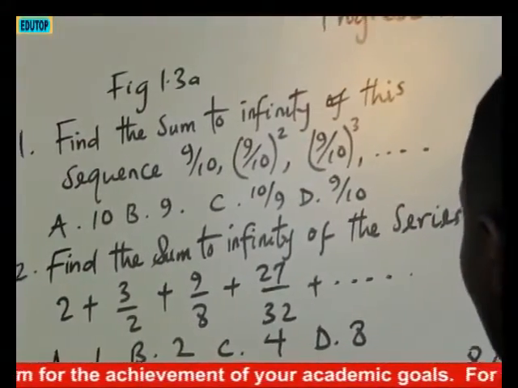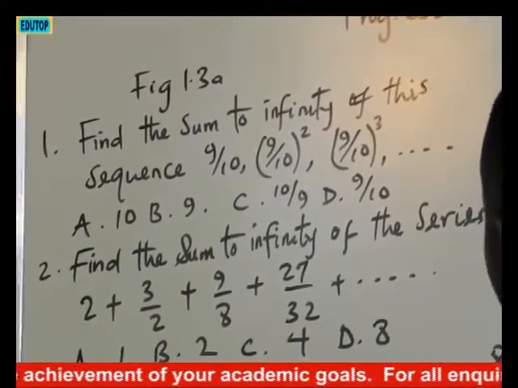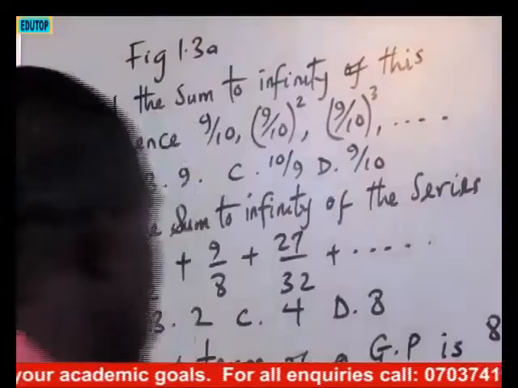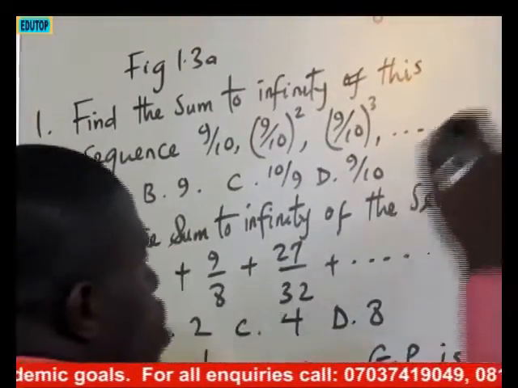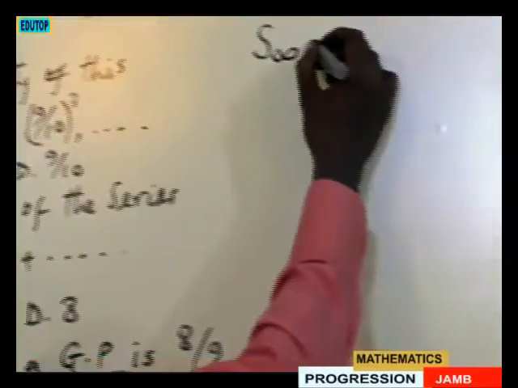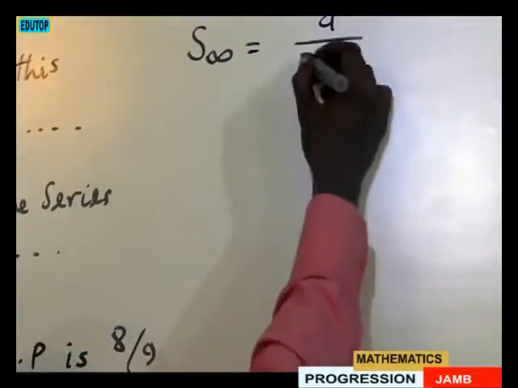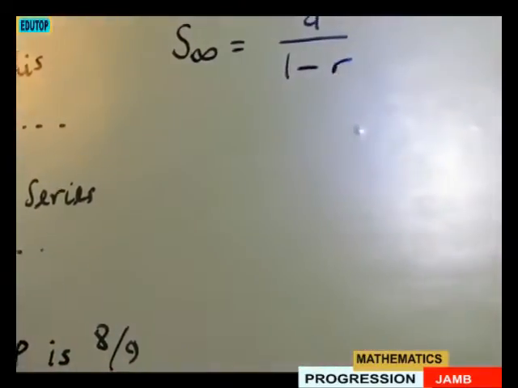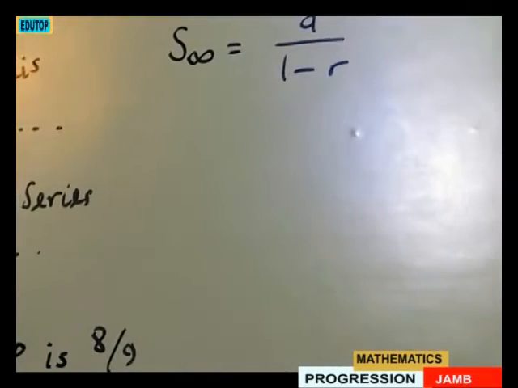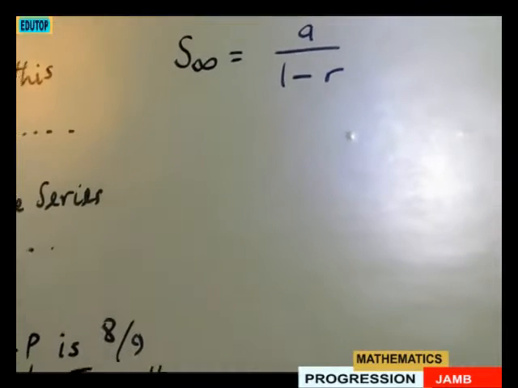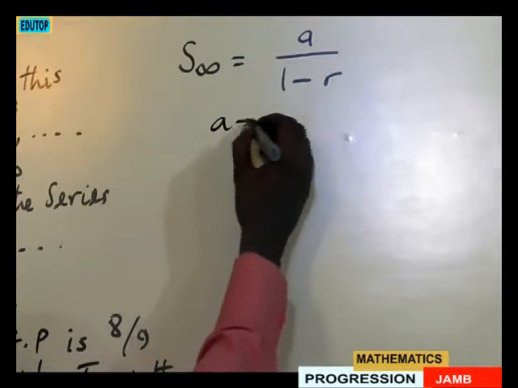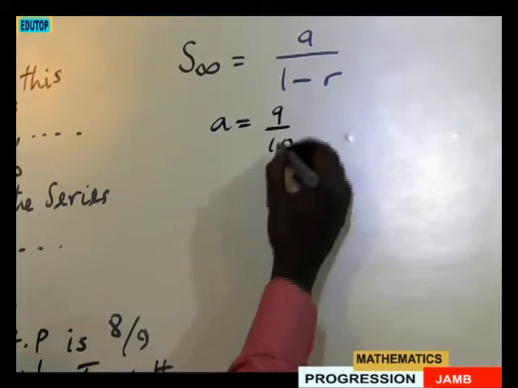The question says, find the sum to infinity of this sequence. So I give you a sequence about sum to infinity. We know the formula: S infinity equals A over 1 minus R, where A is the first term and R is the common ratio. If you look at this sequence, our first term is our A. So our A here will be 9 over 10.